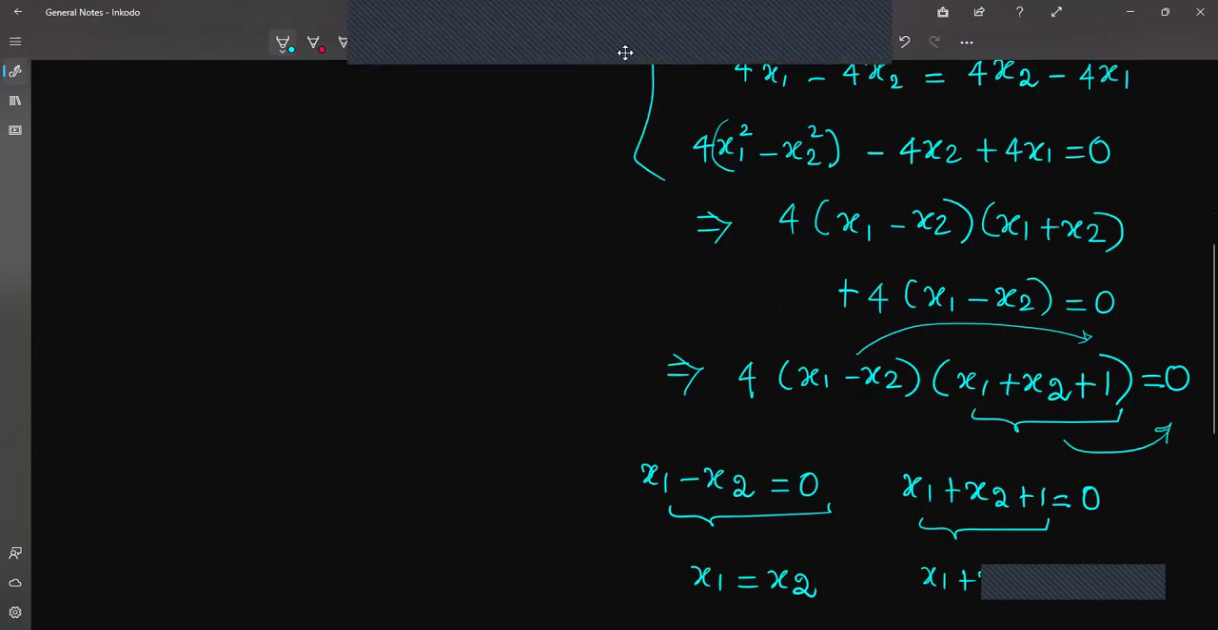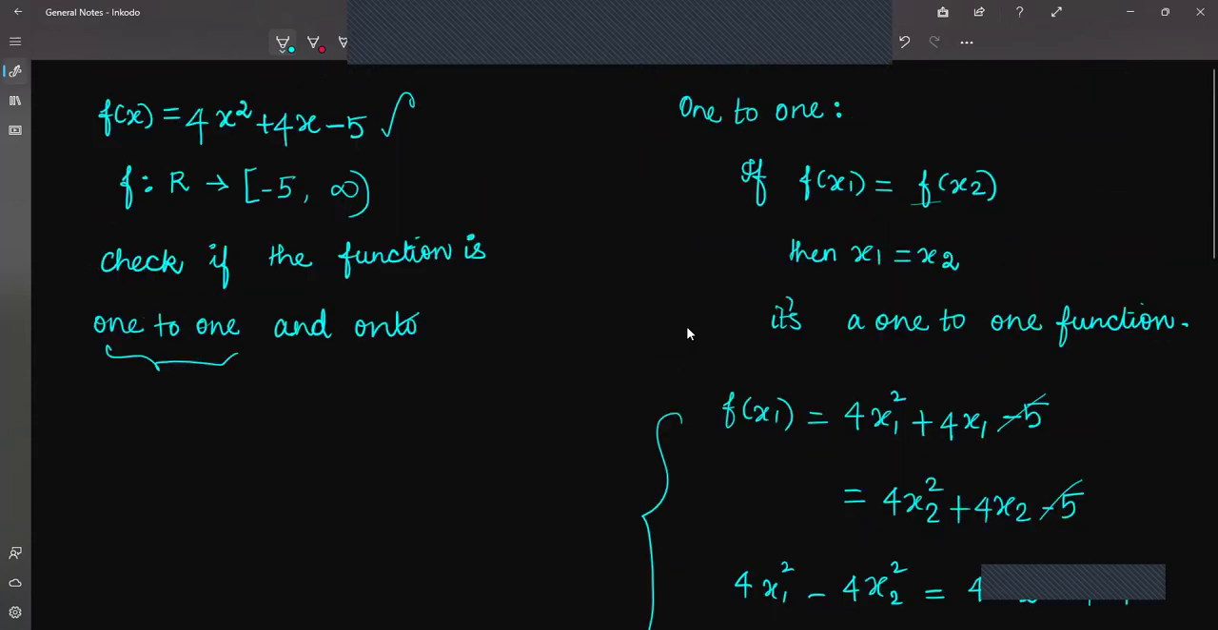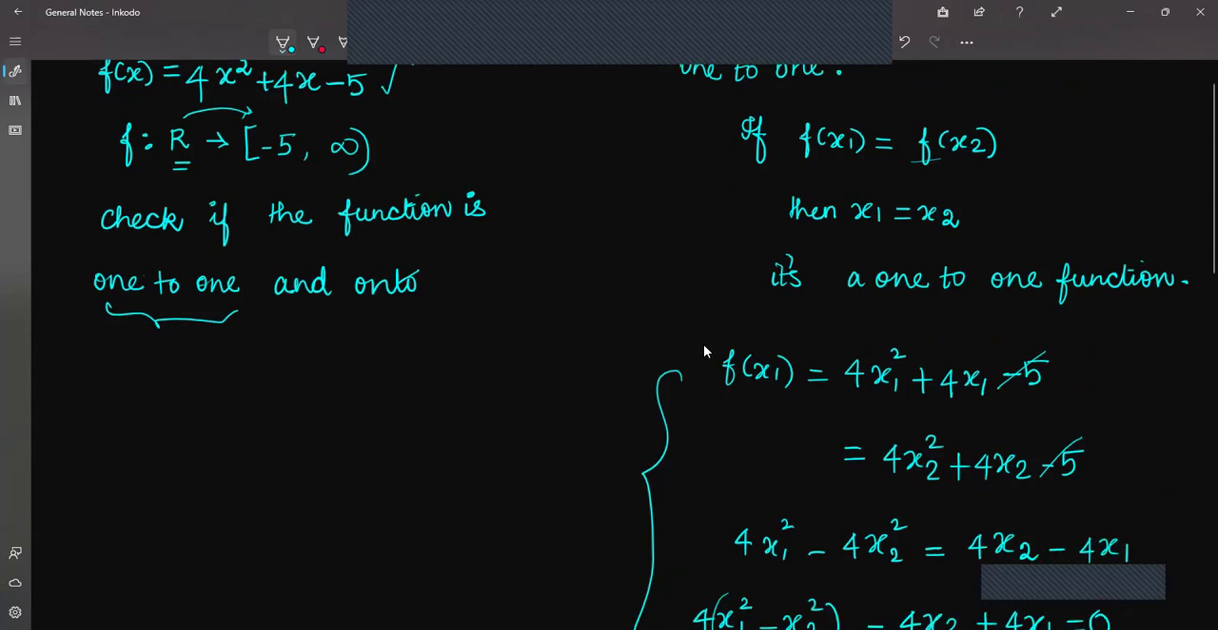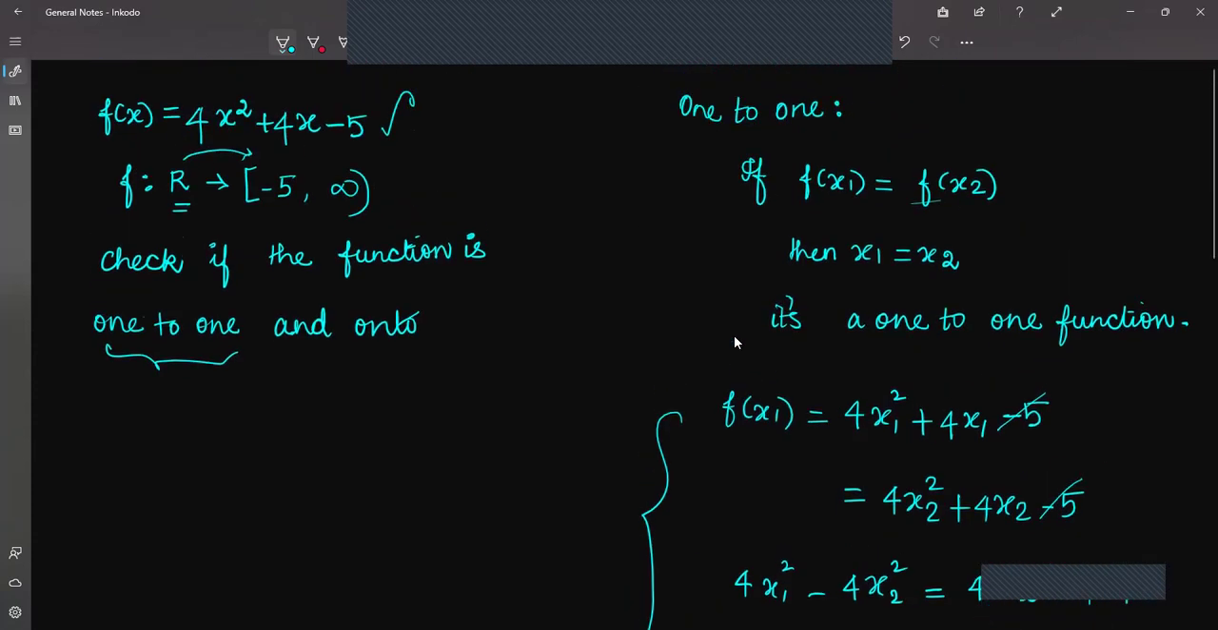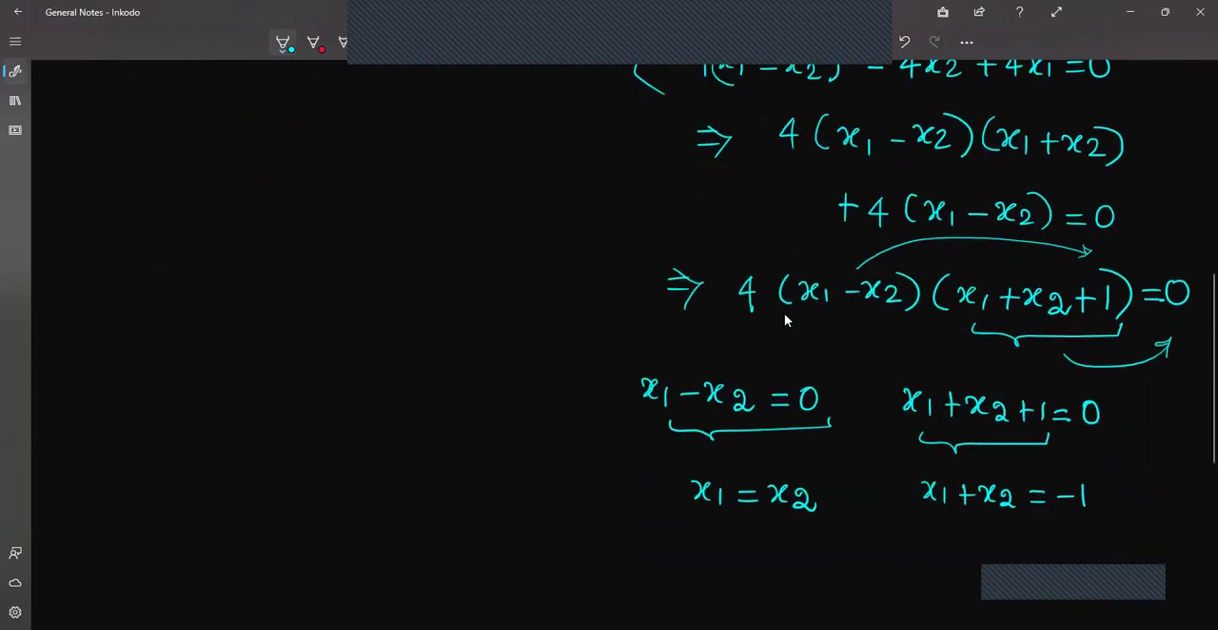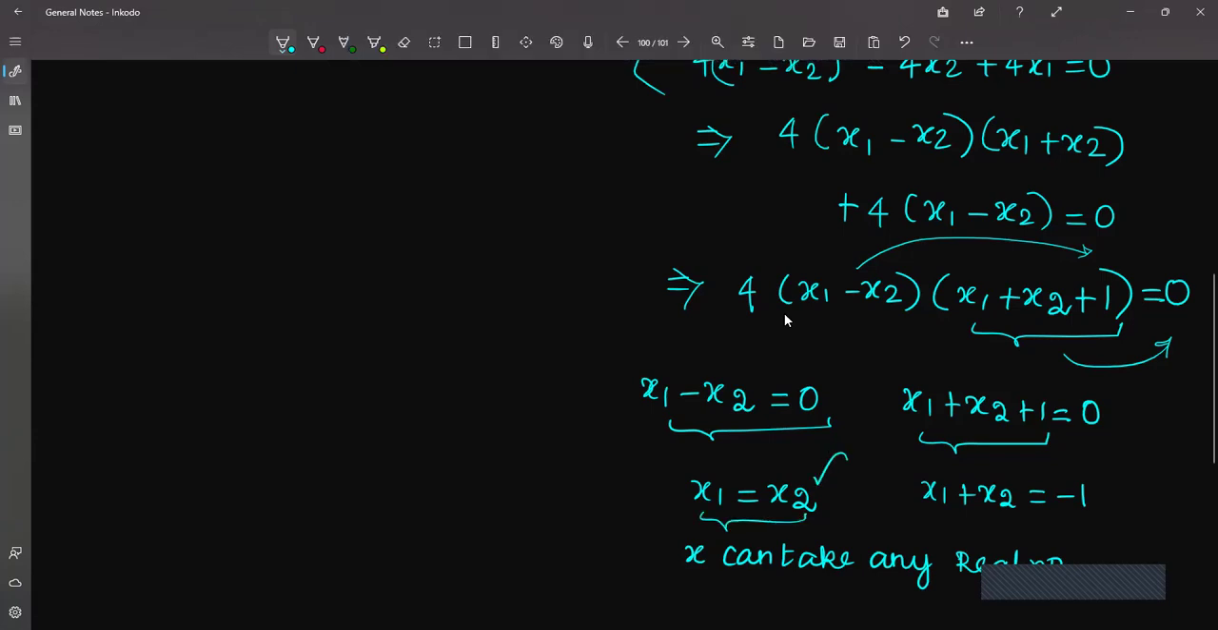Now we'll have to check the function's domain that is given. If it is given as R, that is, the function is defined from R to minus 5 to infinity, then x can take any real number. So x1 equal to x2 is one of the possible inputs, and x1 plus x2 equal to minus 1 is another possible input.